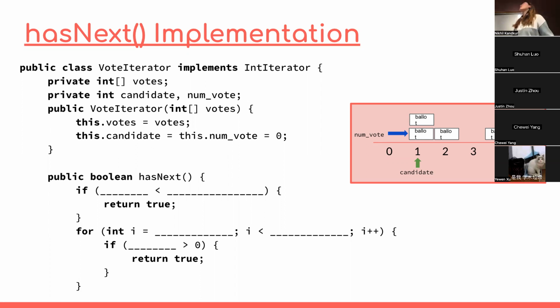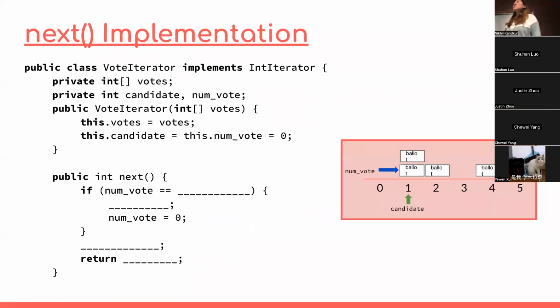So then your for loop would be: int i starts at candidate plus 1, and then you go until votes.length. So you search from after the candidate all the way to the end. And if there are votes greater than 0, then you return true. Does that make sense? Can I get a nod? Okay, awesome.